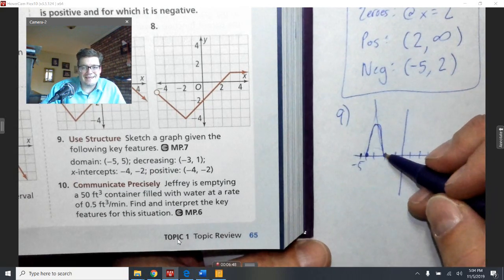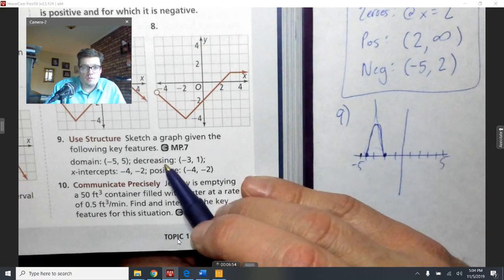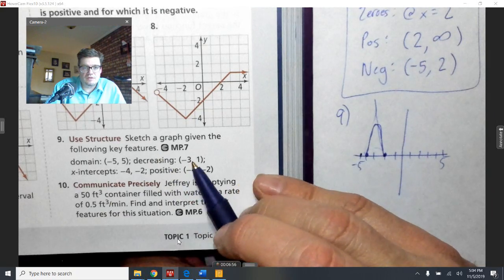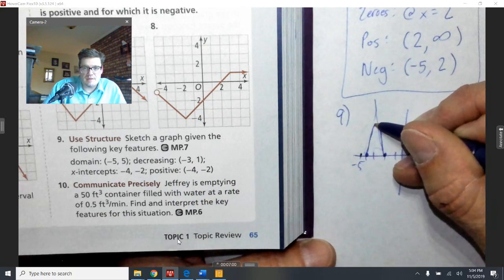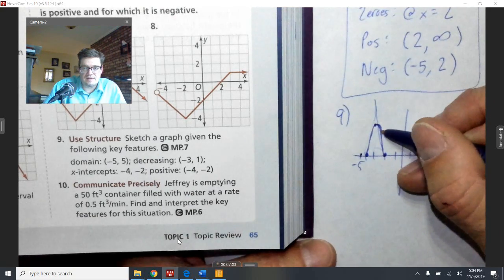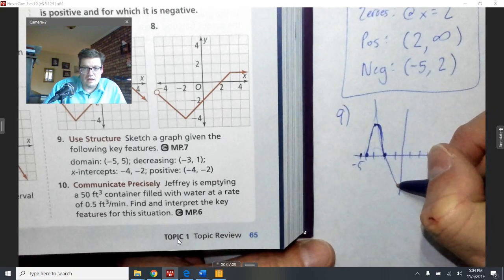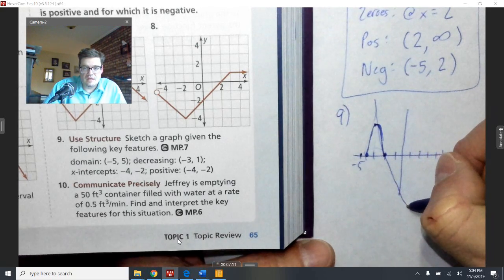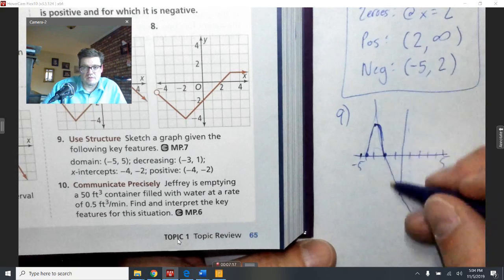And as soon as I get past -2, well, at -3 it needs to decrease. So it looks like -3 is right here at the top of the hill, and he is decreasing there. So he is decreasing. I got kind of lucky there. And he's going to keep decreasing until we get x equals +1. Okay, so there's 1. So he's going to keep decreasing.